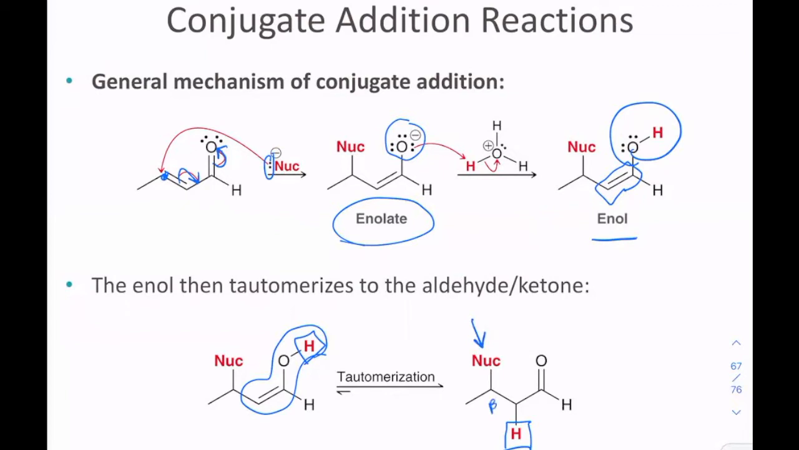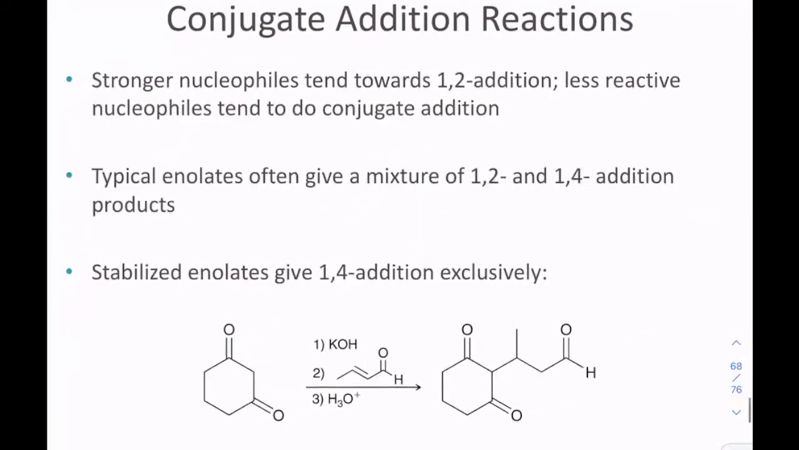And this is actually called the 1,4 addition. Stronger nucleophiles tend to add right to the carbonyl, and we'll call that a 1,2 addition. Less reactive nucleophiles give the conjugate addition, which is what we call the 1,4 addition. Typical enolates often give a mixture of 1,2 and 1,4, and anything that can have a stabilized enolate, that intermediate, will give the 1,4 addition exclusively.